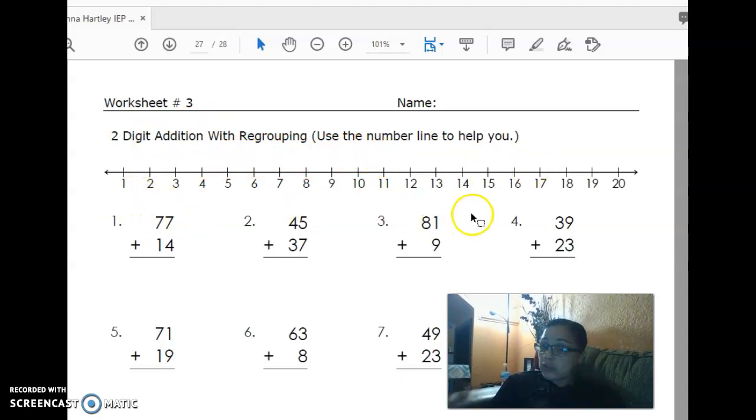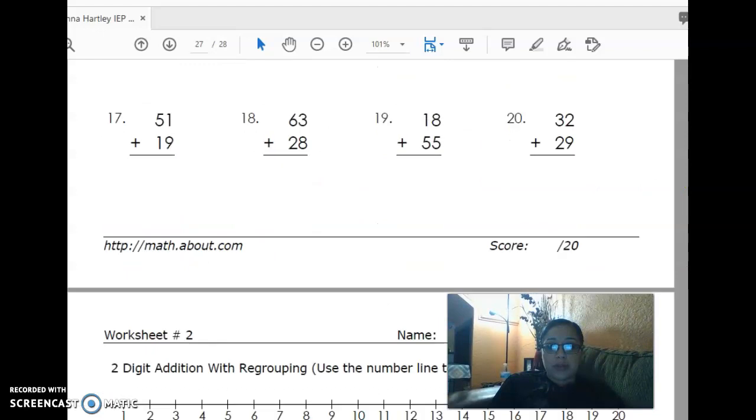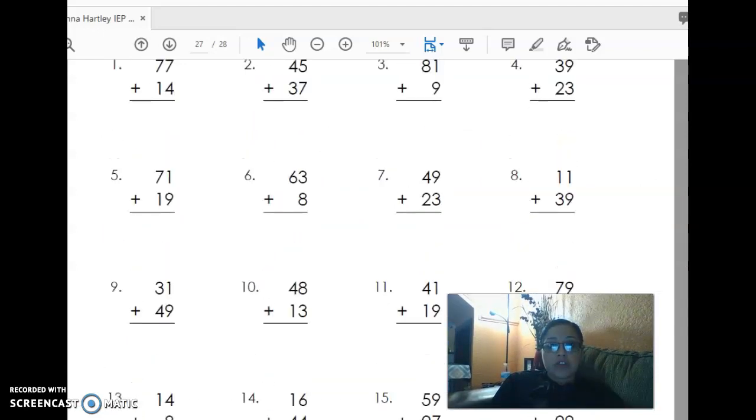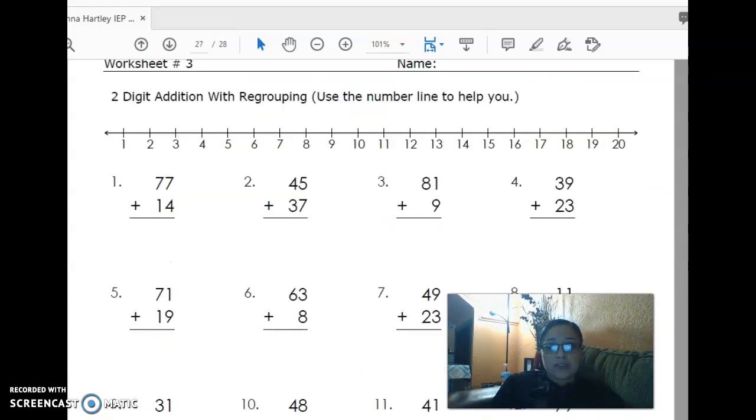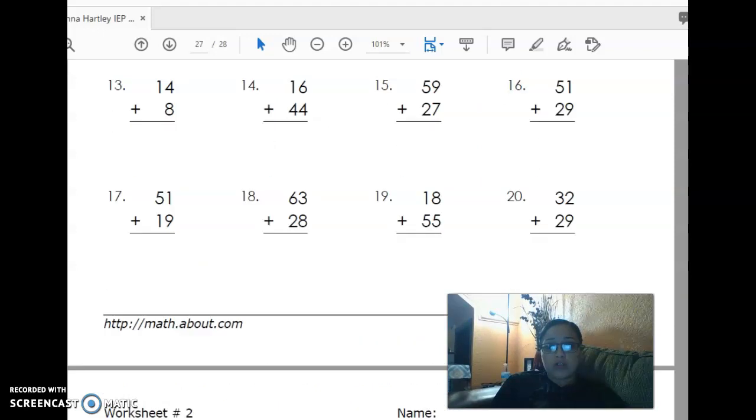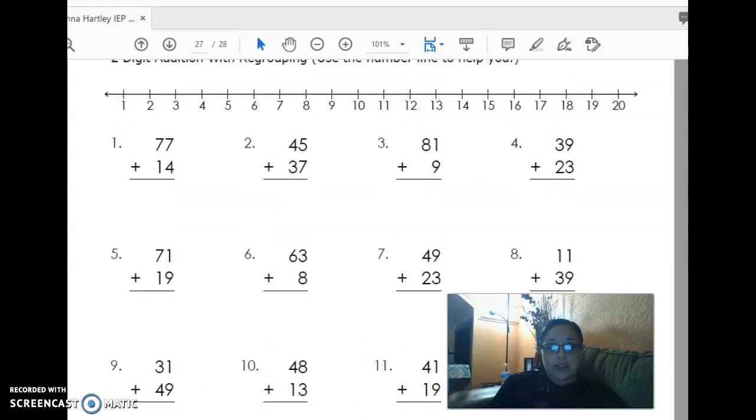Worksheet number 3. So it says 2-digit addition with regrouping using the number line to help you. So this number line is only to help you see the numbers. So you are going to add your numbers. Make sure you're regrouping them appropriately. So what we'll do here, Joanna, since there's a lot of questions, I only want you to do the first. Just do the first 8, 1 through 8. And we will stop on number 8, okay?